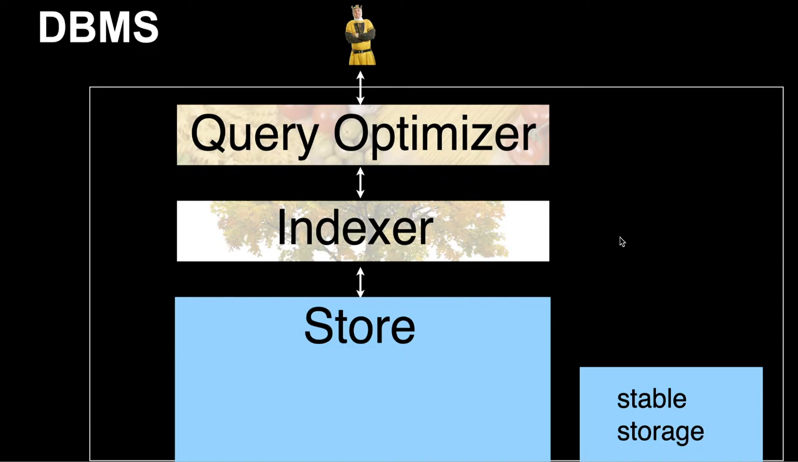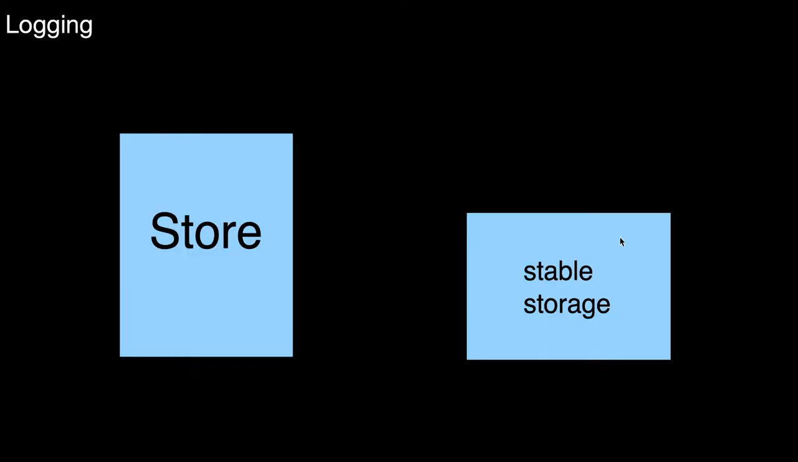Now I'm telling you, there's another type of storage we must be using for a database system, and that's called stable storage. The idea is that whatever change you do, you put it on stable storage. And stable storage in the simplest case can be a second hard disk. So maybe assume you have one hard disk for the actual database store, and you have another hard disk for this stable storage.